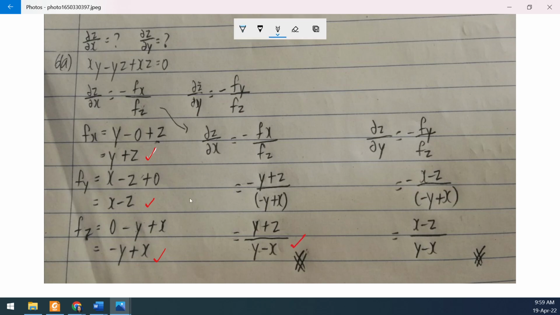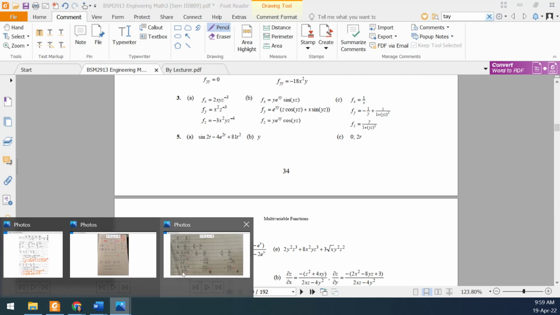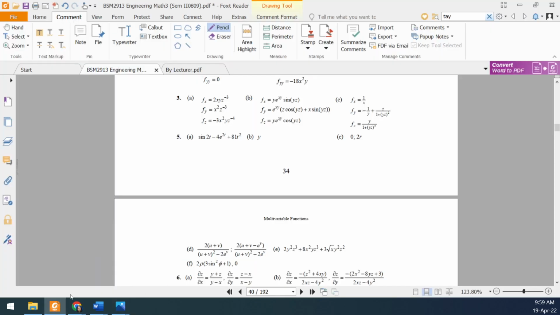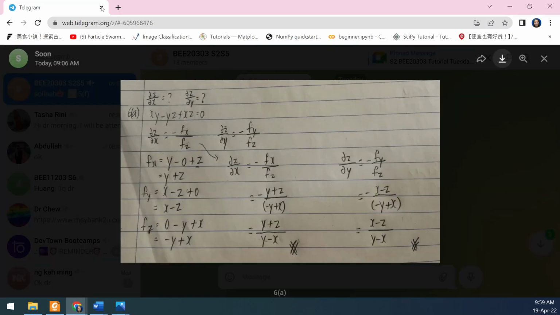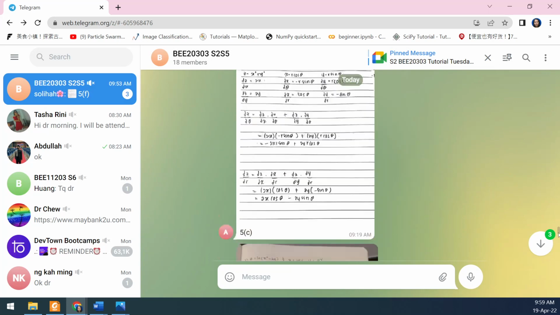Del z del y is negative fy. Yeah, correct. Okay, very good. Okay, you can perform the partial derivatives and the implicit differentiations. Okay, you can check. Okay, 6, yeah, y plus z over y minus x. X minus z. Okay, z minus y. Okay, good.